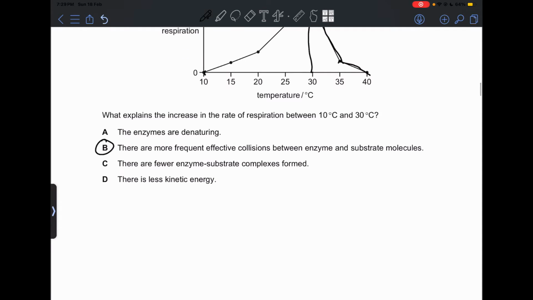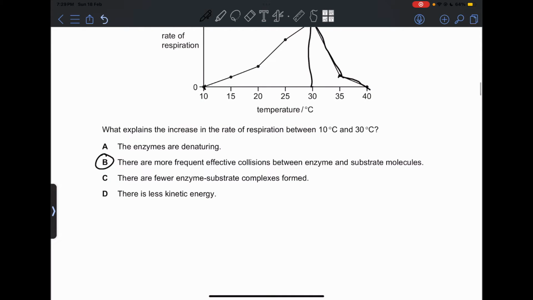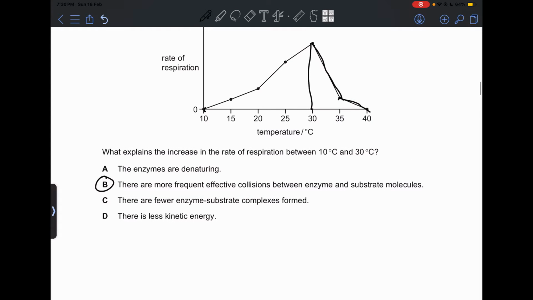Now for C, it says there are fewer enzyme substrate complexes formed. This is actually the opposite. There are more enzyme substrate complexes formed because there is an increase in the rate of respiration. And D says there is less kinetic energy. Of course, this is incorrect.